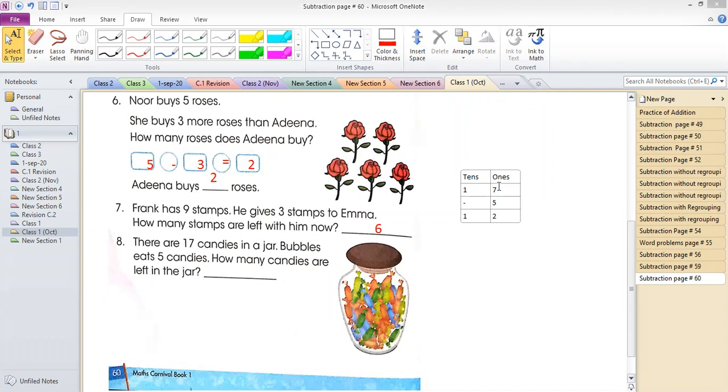You can write like this also. 1 ten, 7 ones and 5. 7 minus 5 equals to 2. 1 minus 0 equals to 1. Or you can draw 17 lines, cut 5 lines, count, or you can use your fingers also. So I will write the answer, that is 12.